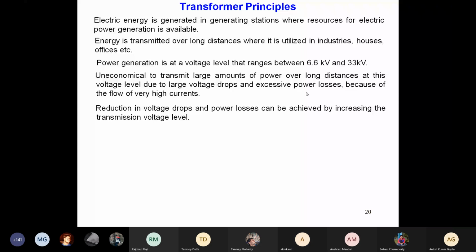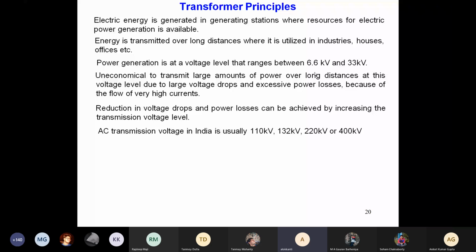So what we need is this: the generator generates at a certain voltage, 6.6 kilovolts, or say 10, 20 or 33 kilovolts. That voltage has to be raised to a certain value. The AC transmission voltage levels in India are 110 kilovolts, 132 kilovolts, 220 kilovolts, or 400 kilovolts. You must have seen on transmission towers a danger symbol with 440 kilovolts, 400 kilovolts, or 220 kilovolts.